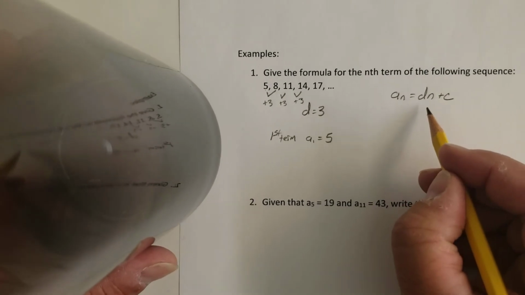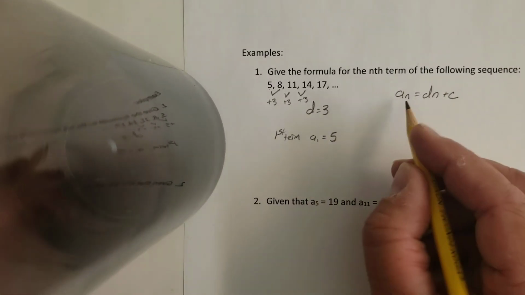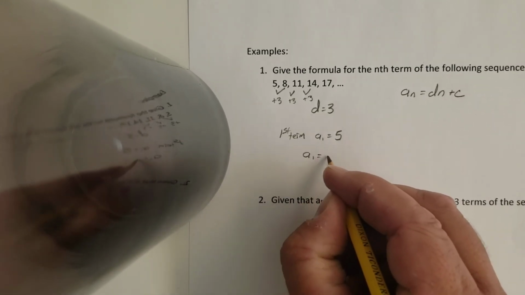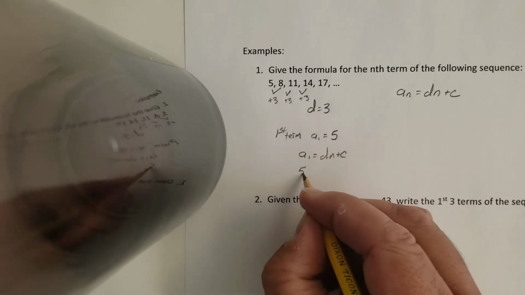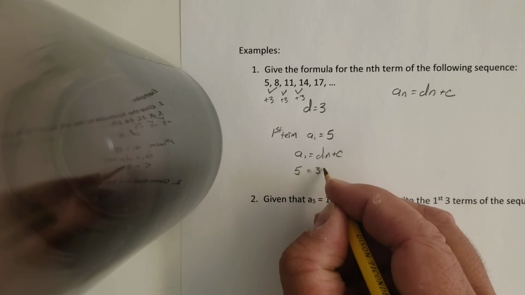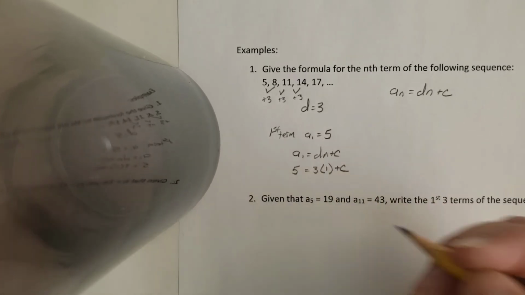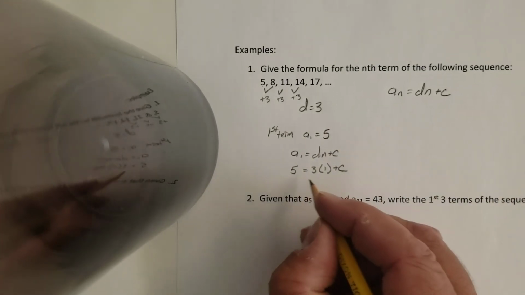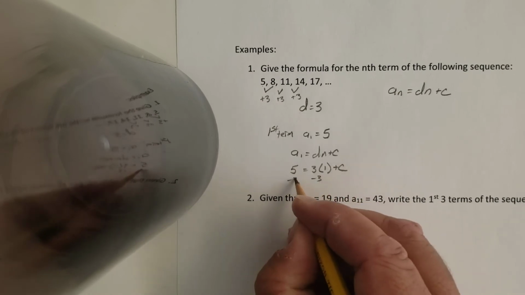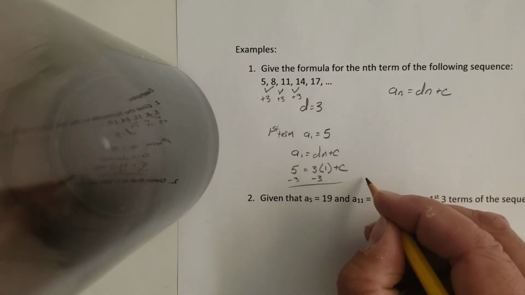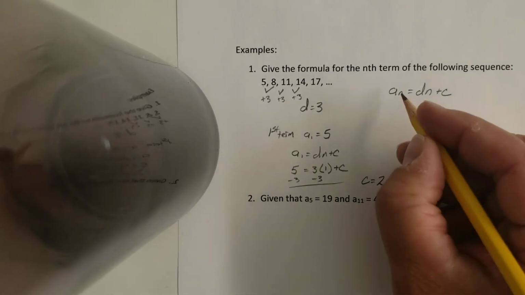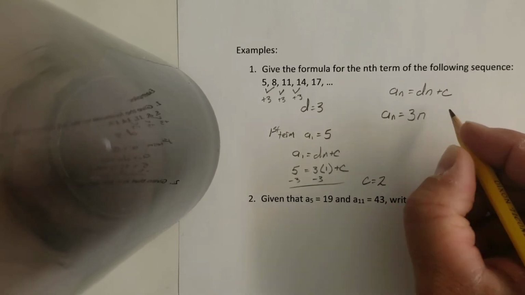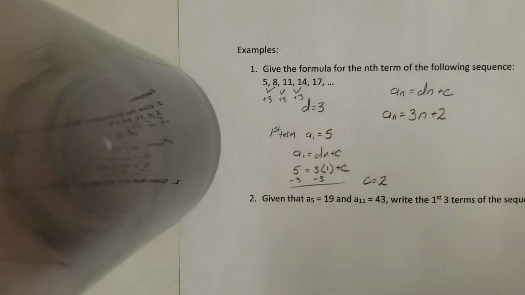So if I look at this formula and I say my a sub 1 is 5, okay, so we'll do a sub 1 is dn plus c. We know this is 5. We know my difference is 3. That was my first term plus c. And if you have 3 pieces of this equation, you can always find the fourth. 3 times 1 is 3, so I will just skip that and subtract 3 from each side, and you get c equals 2. So when I come back up here, a sub n is, my difference is 3 times the term number plus term 0.